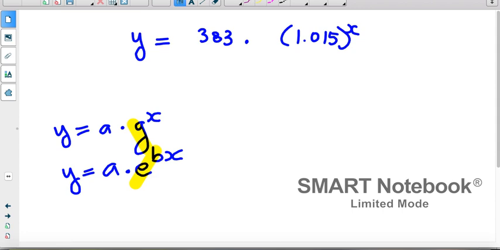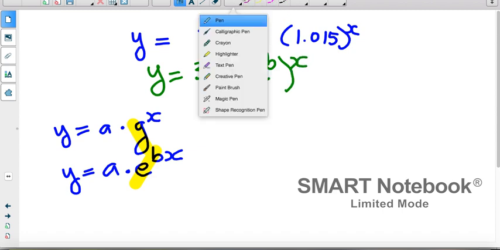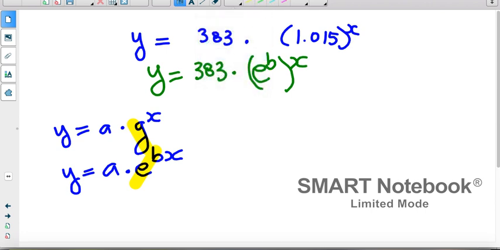What I should do then is to figure out the value of B. So let me highlight that again. This is what I want. I want E power B to be 1.015. So I will need to find this parameter B, which is actually the factor of your horizontal stretch.